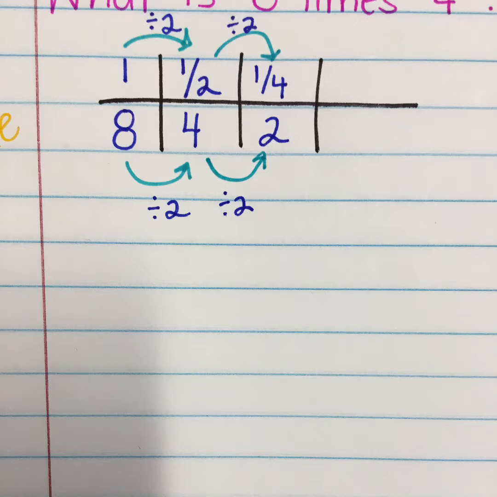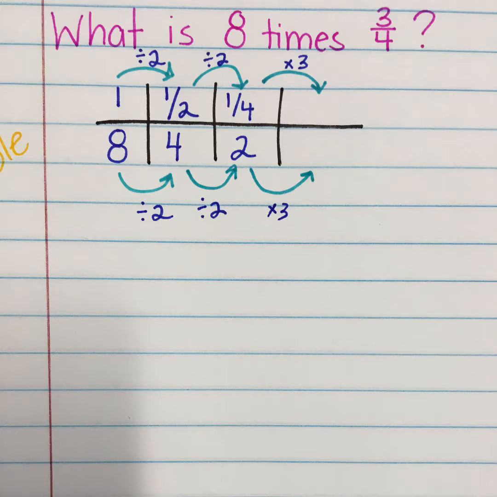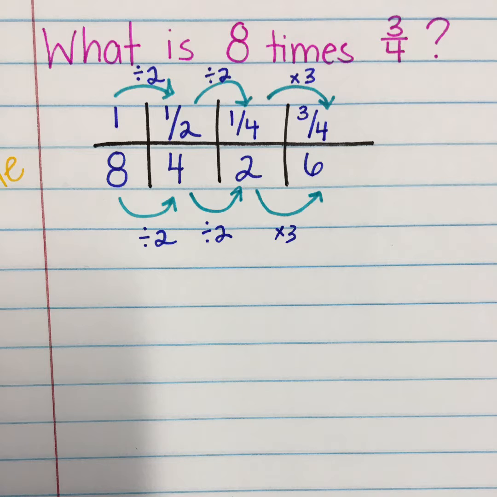You're right. I should divide 1/2 by half, because we do know that half of a half is 1/4. So that would mean I need to divide 4 by 2 as well. And 4 divided by 2 is 2. Almost there. One more step. Finally, I'm going to multiply this unit fraction of 1/4 by 3 to get me to 3/4. And then I'm going to multiply 2 by 3. And there you have it. 8 times 3/4, or 3/4 of 8, is 6.